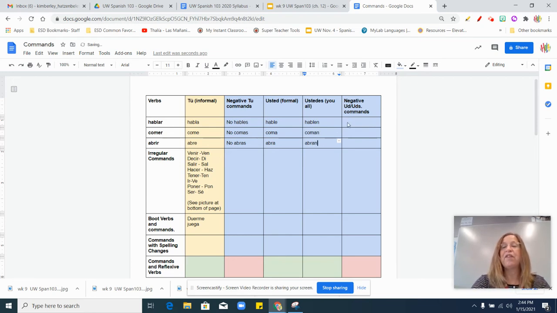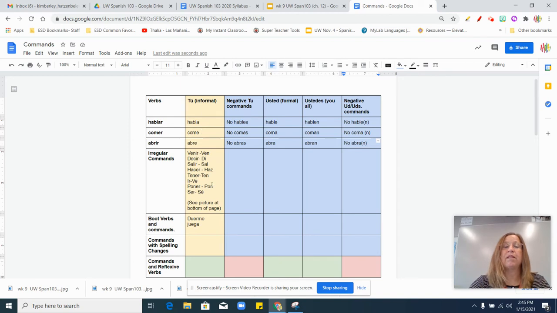See? And then for the negatives, it's easy. You just put no, no hable or hablen. Just put a no in front of it. No coma or coman. And no abra or abran. So nothing tricky about the ustedes negative commands. It's just that the tú form negative is different than the tú affirmative.